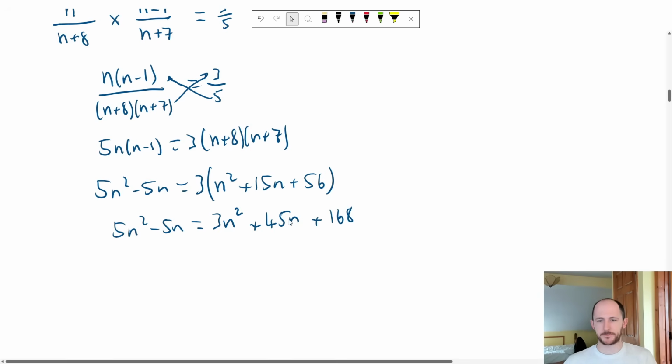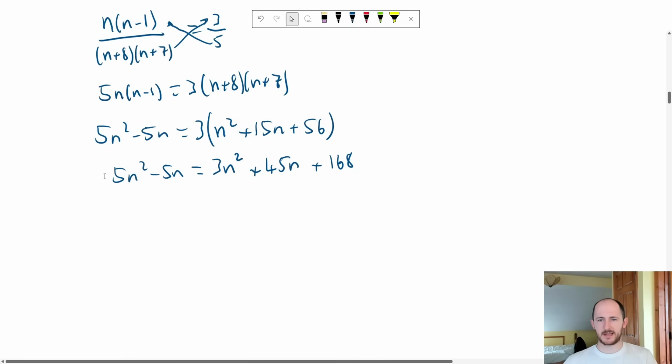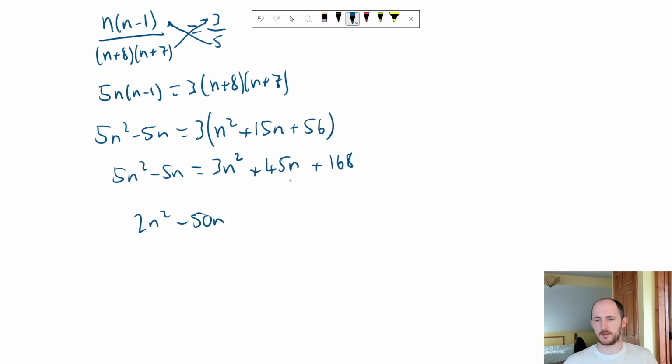Cool. Move everything over to the left hand side. So 5n squared, take away 3n squared is 2n squared. Minus 5n minus another 45n. And then just minus 168. Equals 0. And you can divide the whole thing by 2 to make it a bit easier if you want, but it's not really a necessary step. That would be 84.